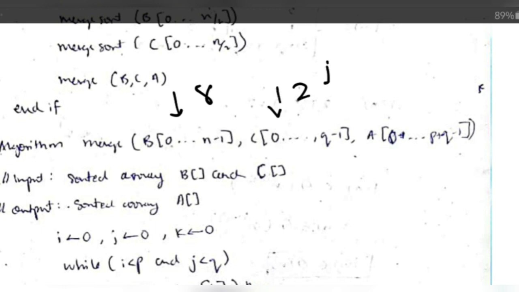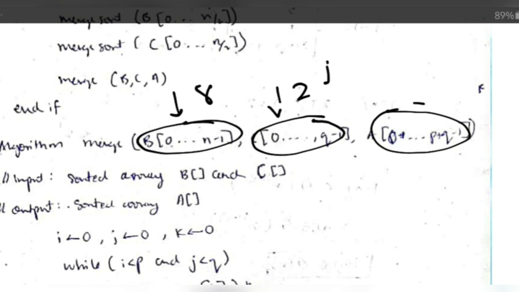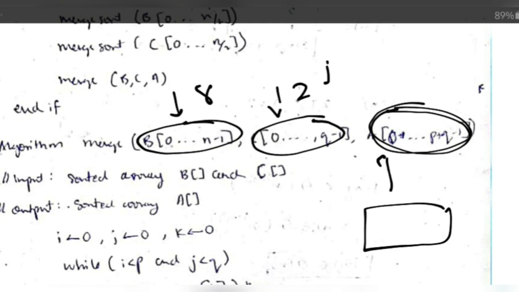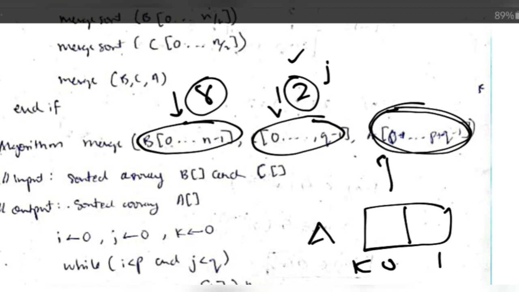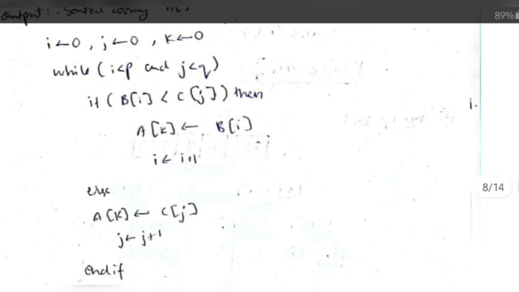So what we'll be doing, C of j will be placed in A of k, or B of I will be placed in A of k. K will be starting from 0. So this is the A array. We'll have the elements here. K will be first 0, then 1. So we'll be comparing I is smaller or j is smaller. In this case, j will be smaller, so C of k will be placed here, and then b of I will be placed here. So that's what we are doing.